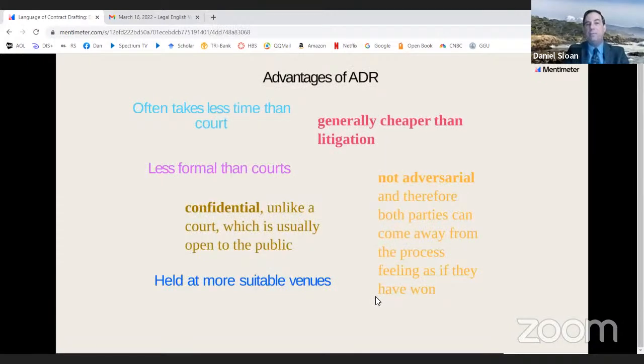Advantages of ADR: it often takes less time than court, is generally cheaper than litigation, less formal than courts, and confidential, unlike a court, which is usually open to the public. It is held at more suitable venues, and it is not adversarial, and therefore both parties can come away from the process feeling as if they have won.